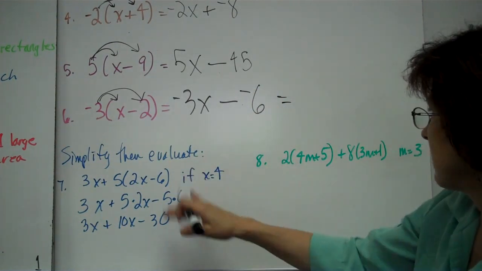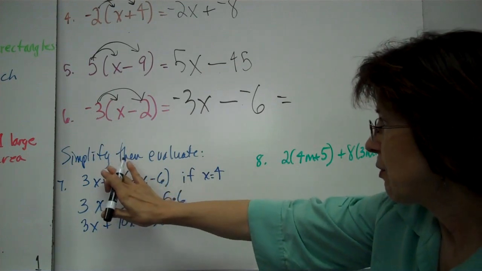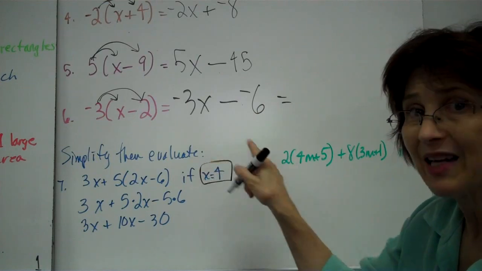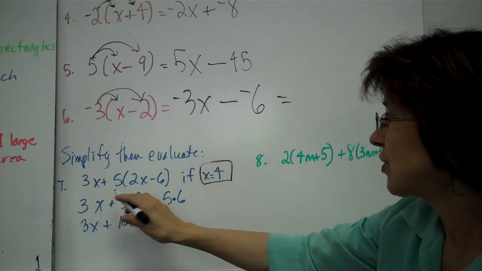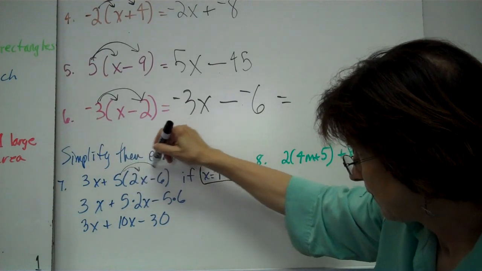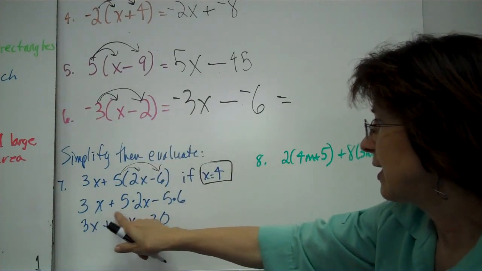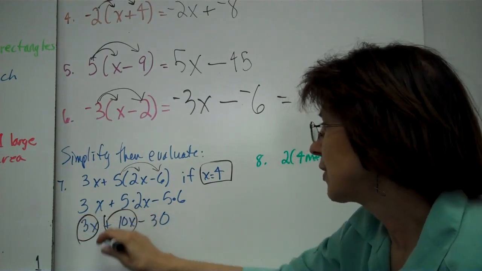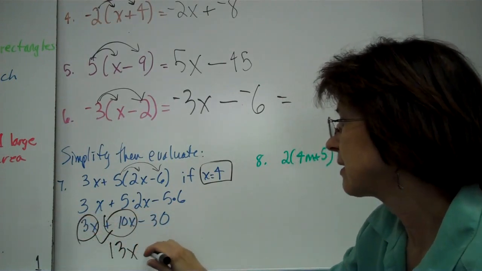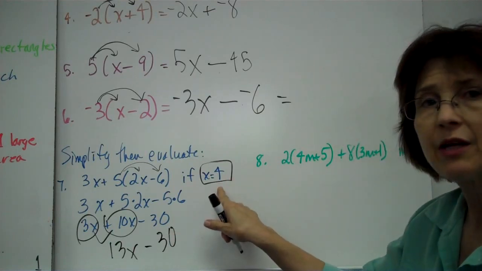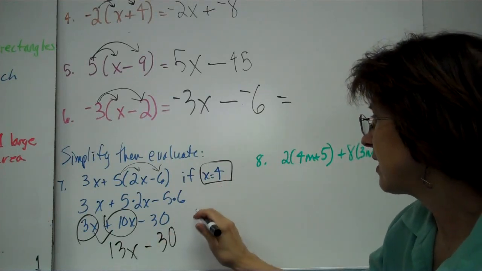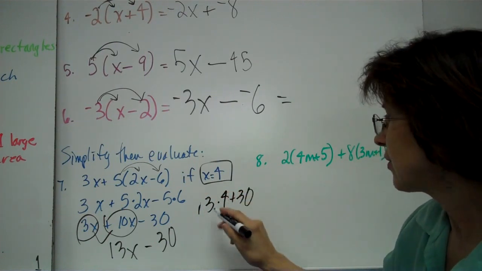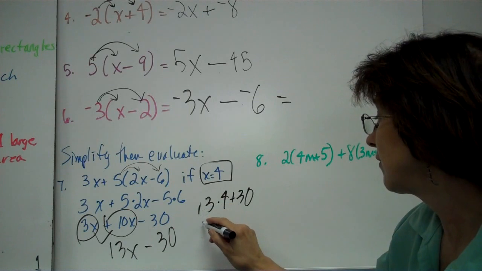Okay, so let's do some a little bit more complicated ones, and this time they want you to simplify it and then evaluate it given this number. Like if x equals 4, we plug the 4 back into the x. So here I started this. I didn't draw my arrows, which I should have done. Okay, then I got 3x plus the 10x minus the 30. Okay, so I'm going to combine my like terms. 3x plus 10x is 13x minus 30. Now I've got to plug in 4 where the x is. So that's going to mean 13 times 4 plus 30.